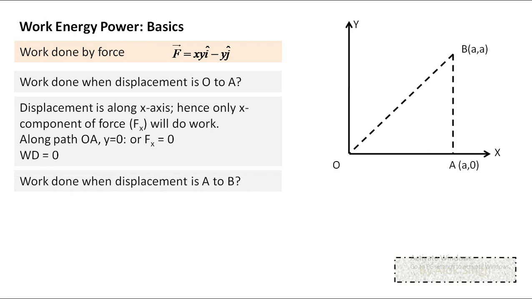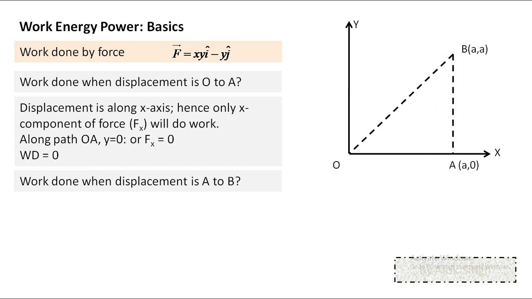What is work done when displacement is from A to B? How would you calculate work done from A to B? Let's think of the method. What kind of motion is it? It is 1D motion. But this time it is along y direction. And it's a variable force. So it will be equal to Fy into dy.